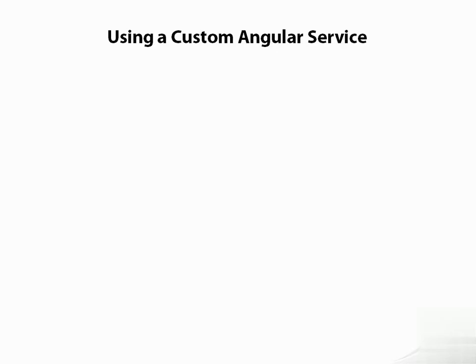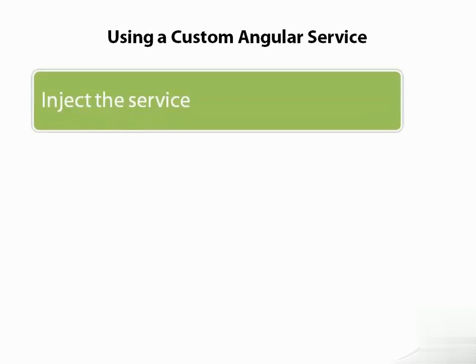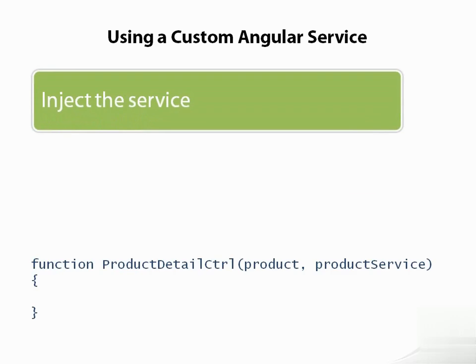Now that we have built the custom service, let's use it. In the controller that wants to use a custom service, follow these steps. First, inject the service into the controller function. To inject the service, just pass it in as a parameter to the controller function that needs it.